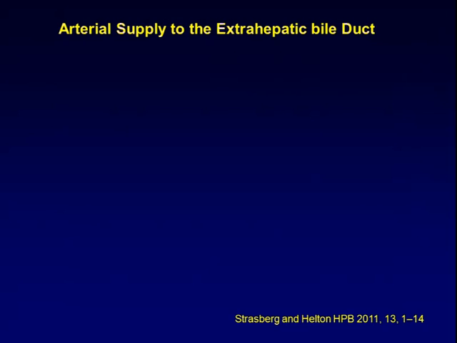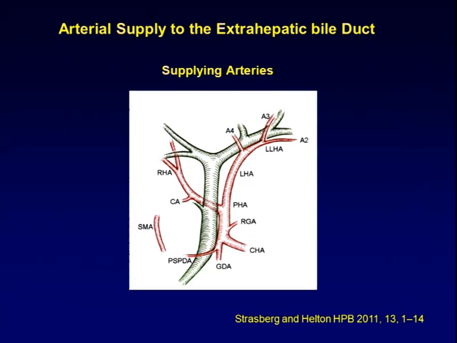The arterial supply to the extrahepatic bile duct is very important, and Dr. Strasberg and Dr. Helton back in 2011 published a wonderful review of vasculobiliary injuries, which I recommend highly to everybody in the audience. These figures are taken right from that paper. The arterial supply to the extrahepatic bile duct really comes in three levels or orders of arteries.